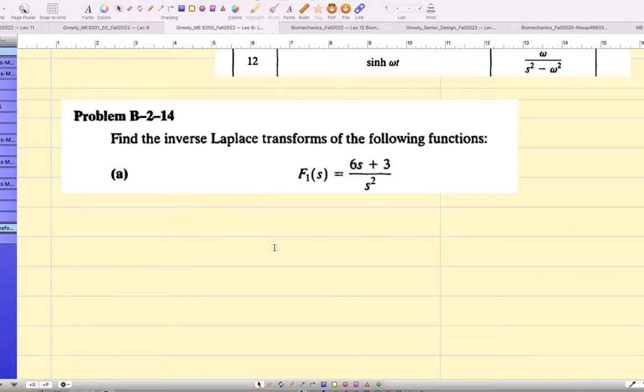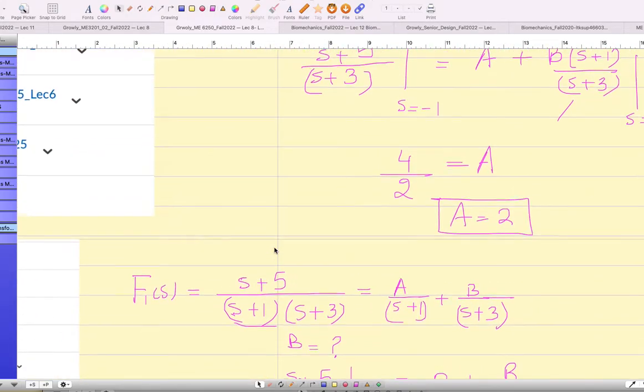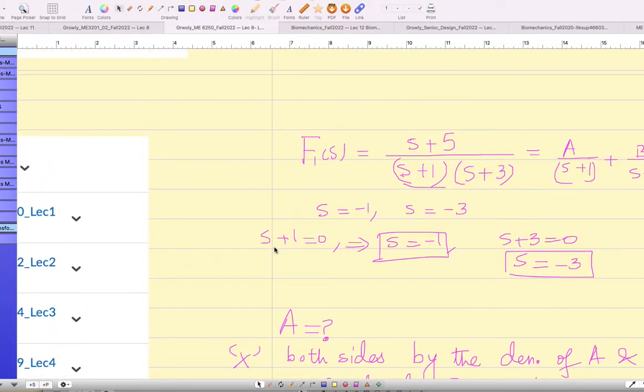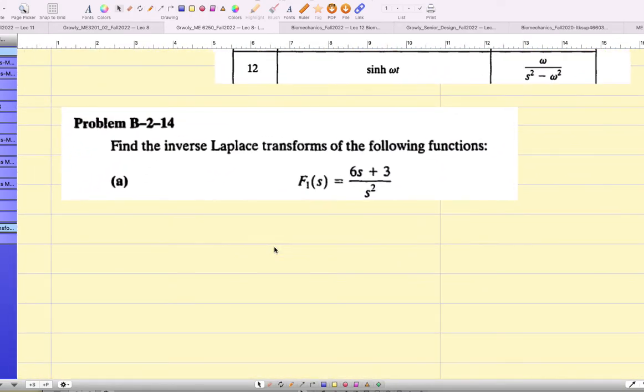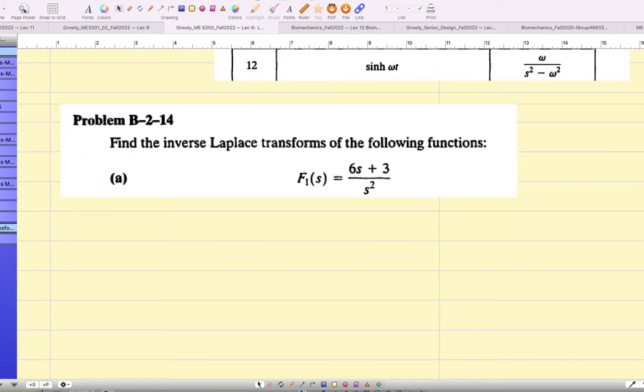Now, as I mentioned, in the previous question the denominator was factored, and there were two discrete roots, -1 and -3. In this case, you can see the denominator has two multiple roots which are located at the origin. So this is our Laplace domain, this is our real number, and this is our imaginary number. Usually we call the real number sigma, and the imaginary number j omega d.